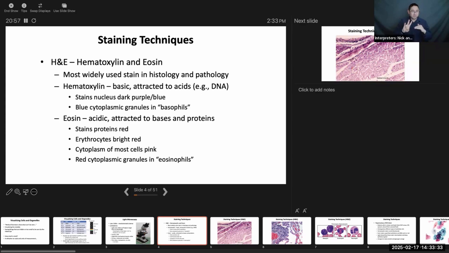And because it's a base, it's attracted to acids. The base neutralizes the acid. So it's almost like positive and negative, are attracted to one another, like the different ends of a magnet. The acid and base are attracted to one another. So this basic or alkaline hematoxylin is attracted to anything that's acidic in the cell.